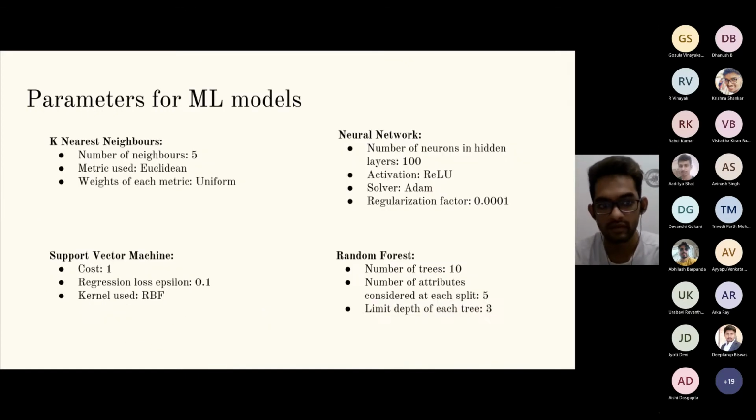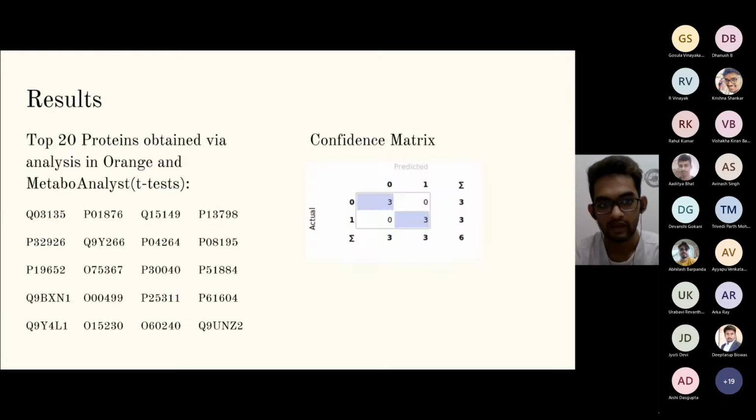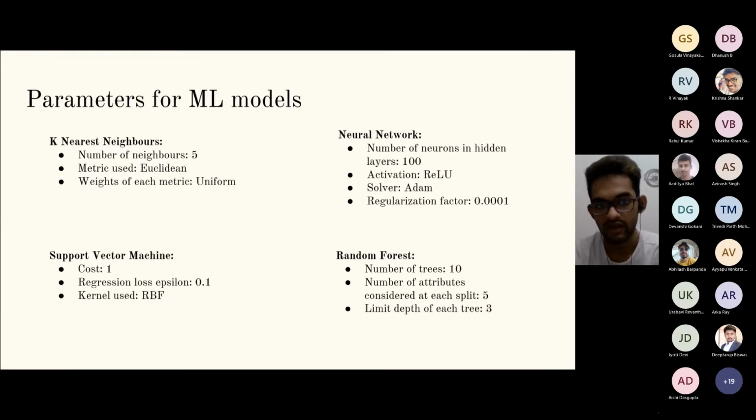The following are the parameters for the ML models. For KNN, the number of neighbors used is 5, the metric is Euclidean distance, and the weight is uniform. For the neural network, the number of neurons in the hidden layer is 100, the activation function used is ReLU, the solver used is random, and the regularization factor is 0.0001. For SVM, the cost is 1, the regression loss epsilon is 0.1, and the kernel used is the RBF function. And for random forest, the number of trees is 10, the number of attributes considered at each split is 5, and the limit of depth of each tree is 3.